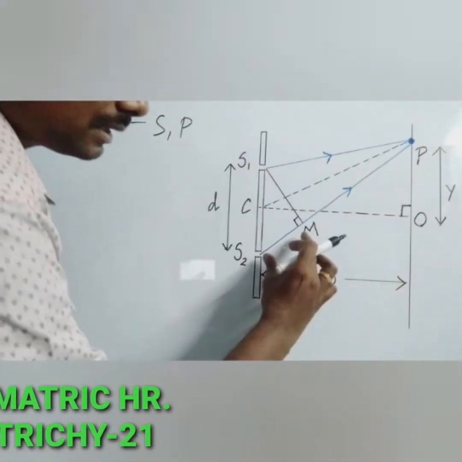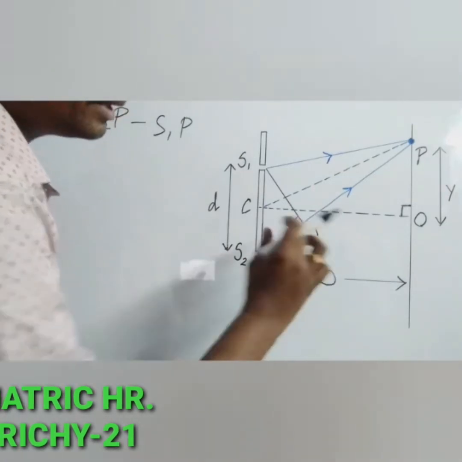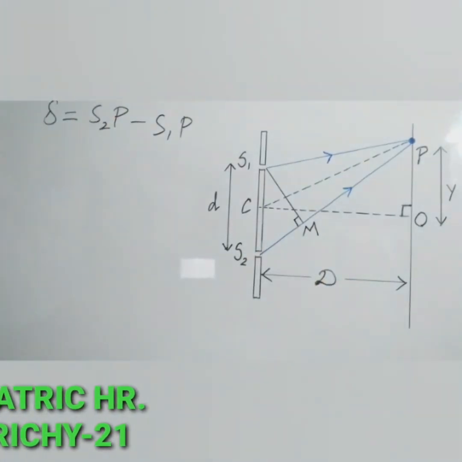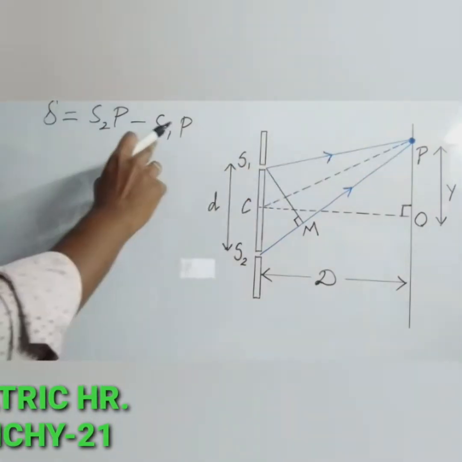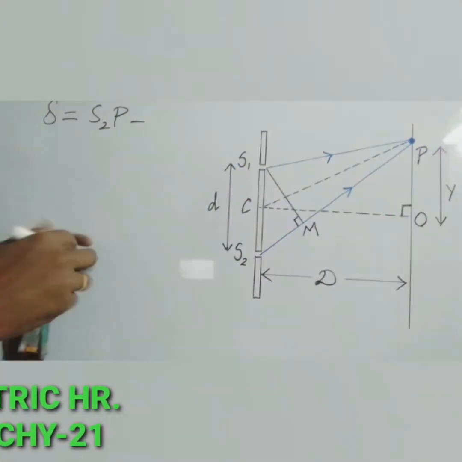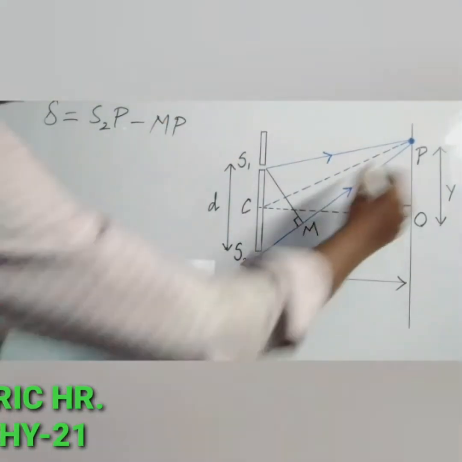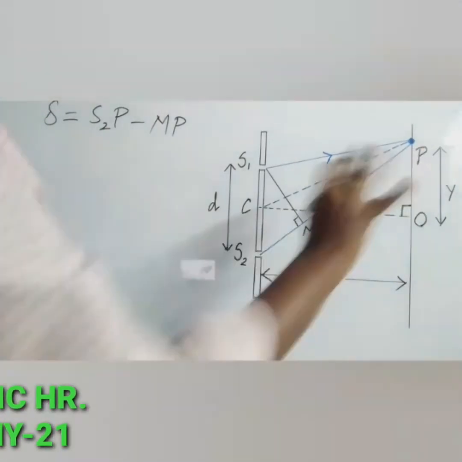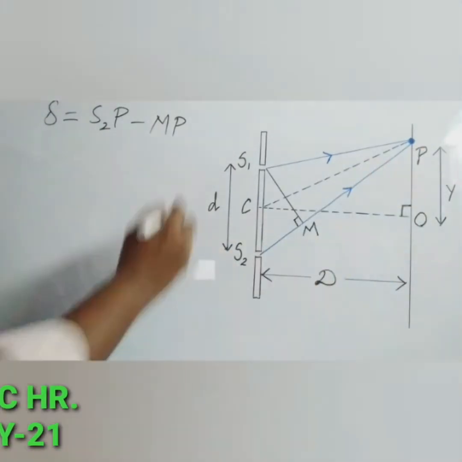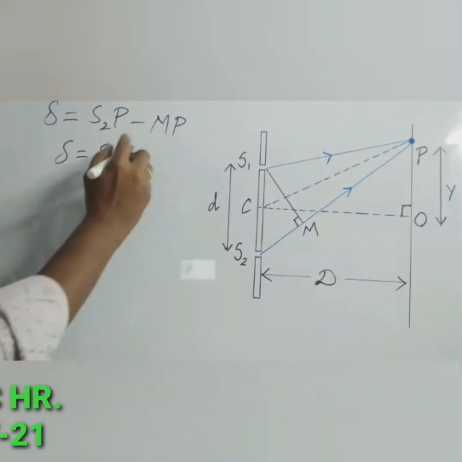So what will be the path difference? The extra path is S2M. The path difference delta is what we have to find. So instead of S1P, we can substitute the same length MP. So from S2P, I have to subtract the MP. So this length can be subtracted. Then what is the remaining thing? S2M. That is the path difference delta.